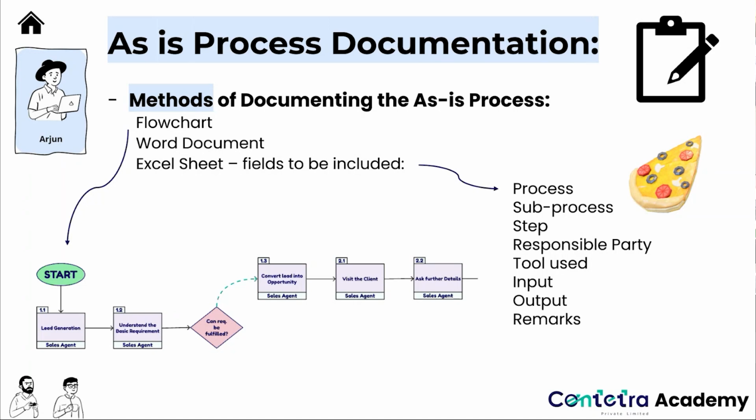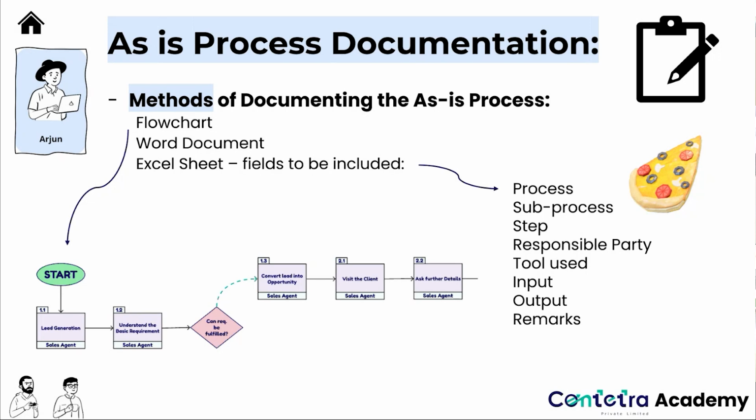And another method of recording the as-is process is in a tabular format, which can be maintained in an Excel sheet. This tabular format will have the following fields, as I have mentioned. Firstly, it will be the process. So, for example, if you are covering the process O2C, then you will write O2C here. Then the sub-process. So, if the sub-process is lead generation, then you will write it here. After that, in the step, you will describe the step in detail. For example, the customer fills the landing page and then he clicks on submit, and after which the lead is created. And then we will also mention the responsible party for this action.